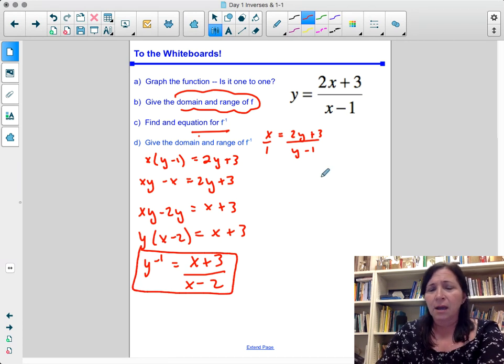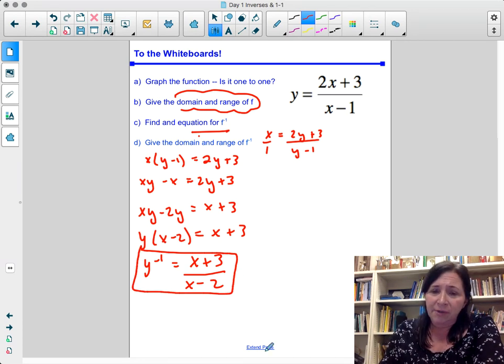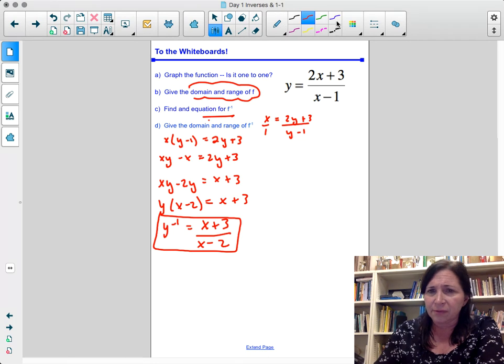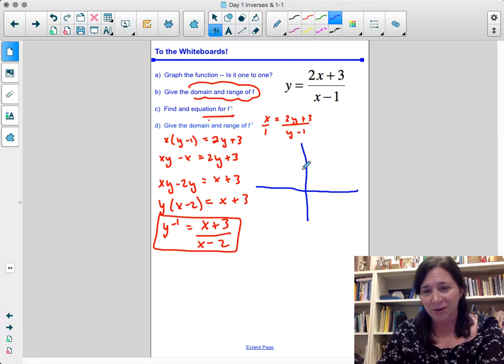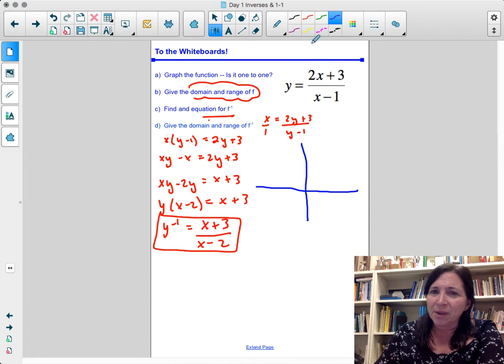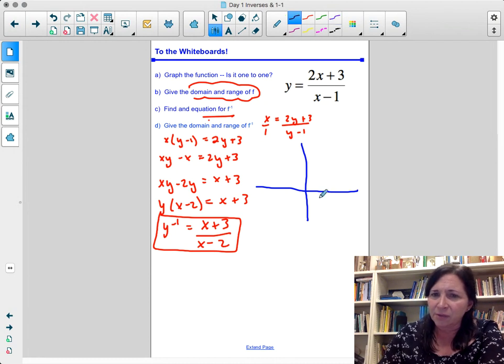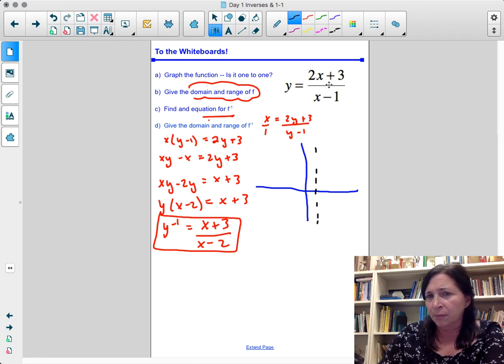Again, I'm going to find the domain and range, but let's graph it first. I really think it's important to graph, and after the last chapter you're pretty good at graphs. Here we have x minus 1, so we do have a vertical asymptote at 1. Looking at my horizontal asymptote, it looks like I do have a horizontal asymptote at 2.